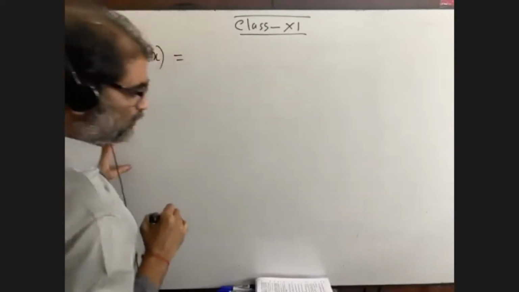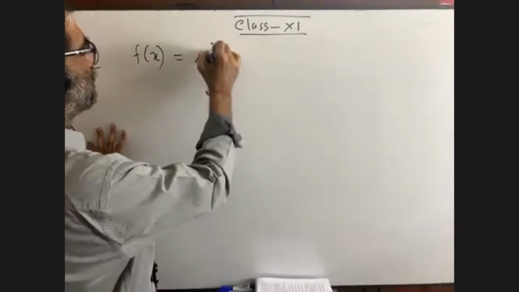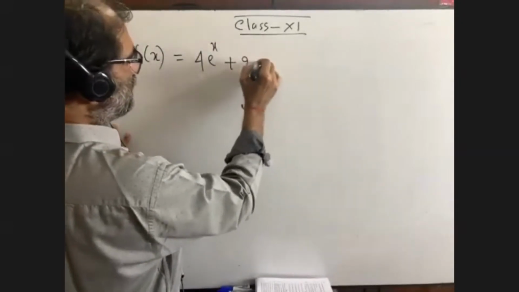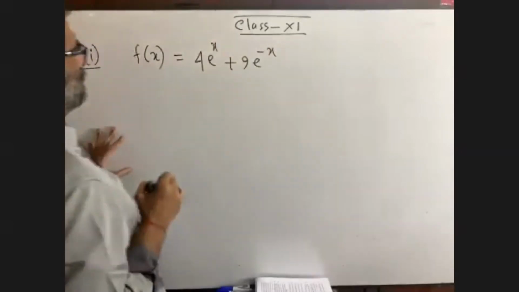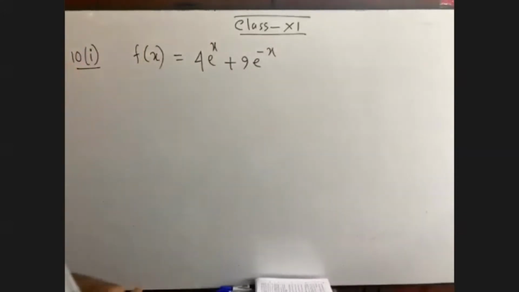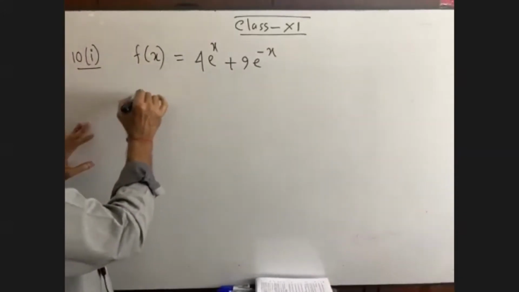f(x) is equal to 4e^x plus 9e^(-x). You have to show that its minimum value is 12. So what is the first duty? Our first duty is to find out the first derivative.